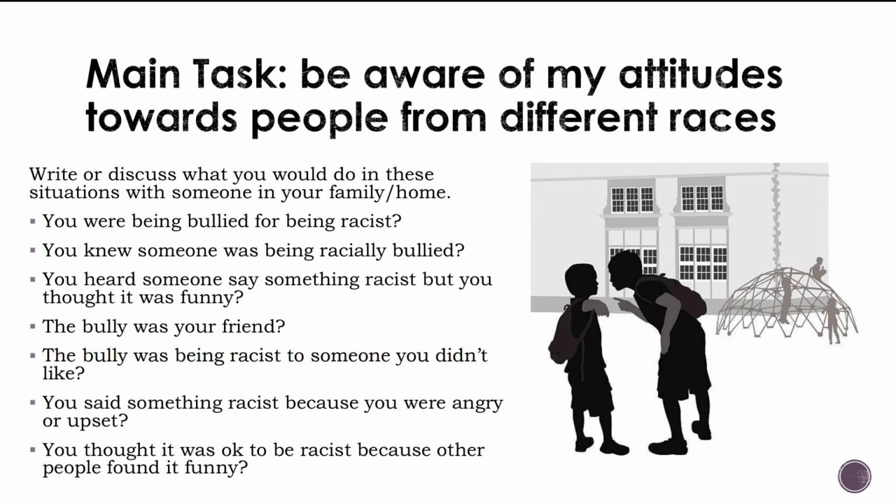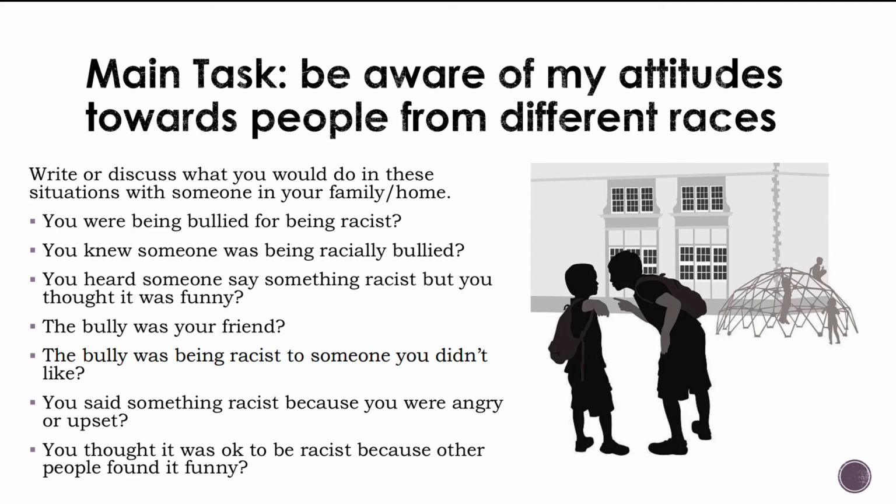The bully was your friend. So what if it's one of your friends who's bullying someone else for racist purposes? What would you do in that situation? What if the bully was being racist to someone that you didn't like? So that person who's being bullied is someone who you consider not a friend or even an enemy. Would you still stand up for that person, or would you not?